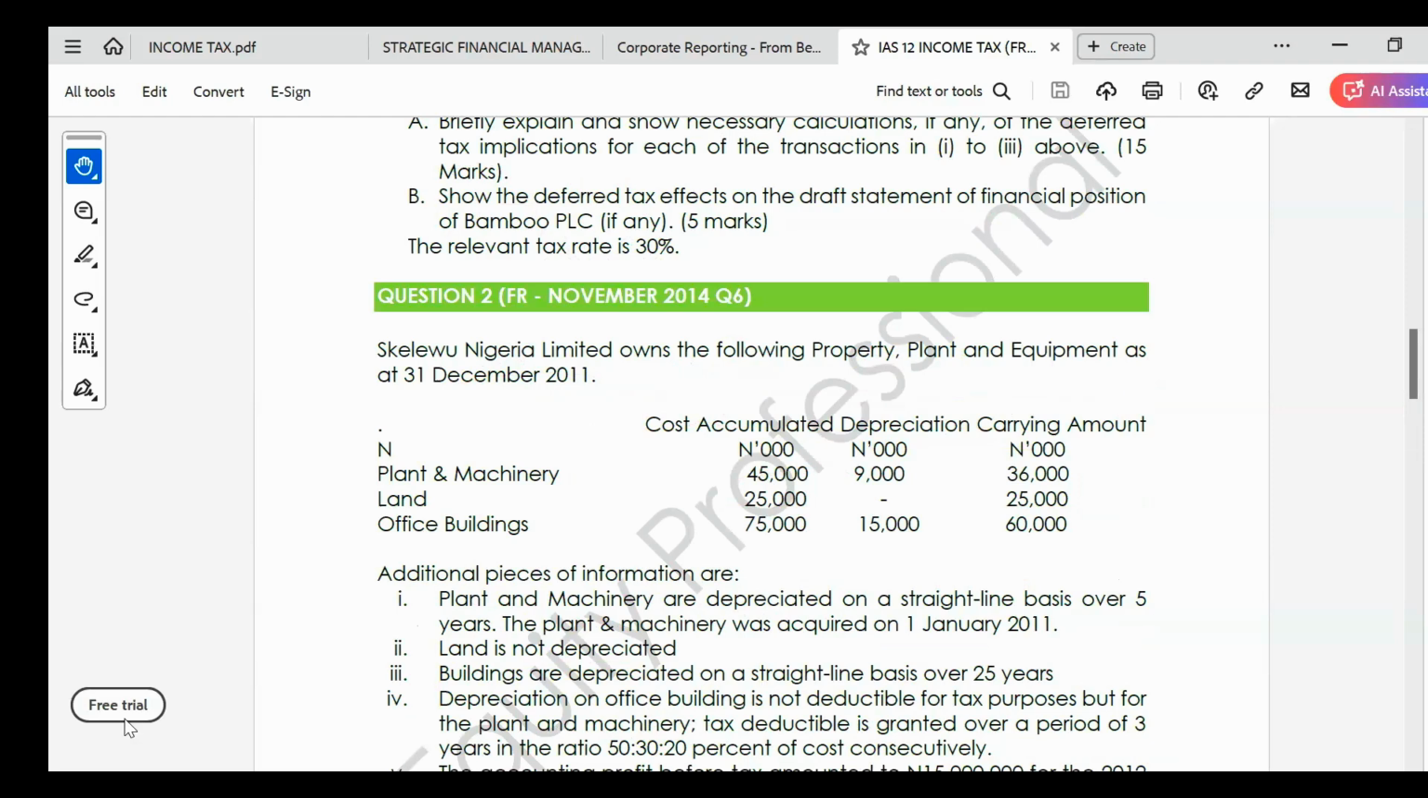Also, we're told that for tax purposes, for plant and machinery, tax deduction is granted over a 3 years period. And they gave us the percentage. They said this percentage will be applied on cost consecutively. So in the first year, it will be 50%. The next year, it will be 30. The following year, it will be 20.